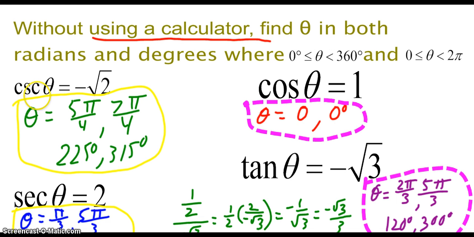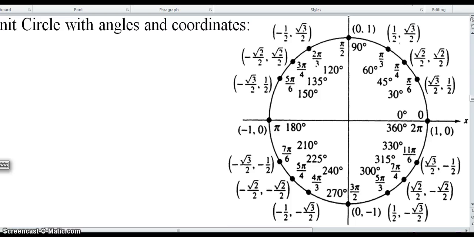Alright, so for cosecant of theta equals negative root 2, I should end up with 5 pi fourths, 7 pi fourths, 225 degrees, and 315 degrees. If you don't remember how to do that, what we're doing is I'm looking on the unit circle, and I know cosecant relates to the y values. Specifically, it's the reciprocal of the y values. So where do the y values have a root 2 in them and a negative? That's what I'm looking for.